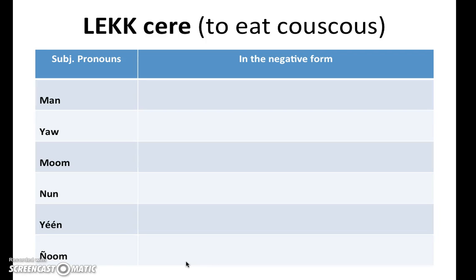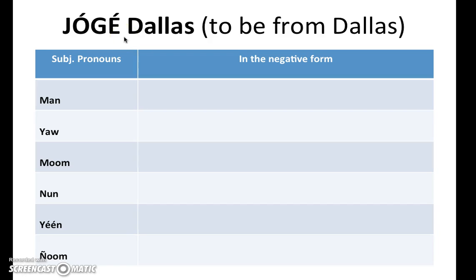So the first example is lekk ceere, to eat couscous. You already have the subject pronouns, and you can take this as a way to practice. So in the negative form, what would you have? For example, here we could have something like man dëkkuma Senegal. I don't live in Senegal. That is with a verb ending with a consonant. Now another example you can use, ending with a vowel, is jóge Dallas, to be from Dallas.